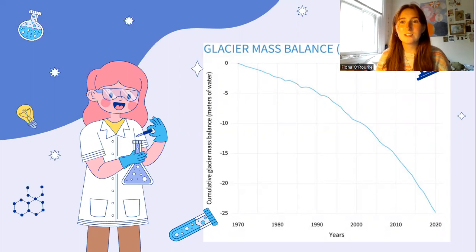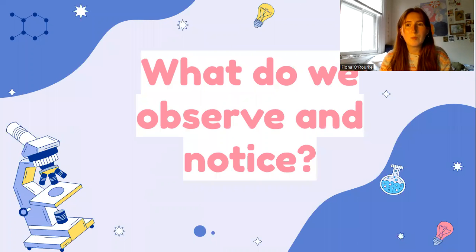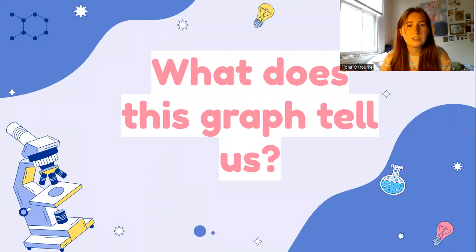So we're going to look at this graph here that shows mass balance. If there was any mass that was gained by a glacier, it would show as a positive number. If there's any mass that was lost from the glacier, it's going to show as a negative number. So we'll keep that in mind as we look at this graph. We're going to think about what we observe and notice about this graph, and also think about what this graph tells us about the world.